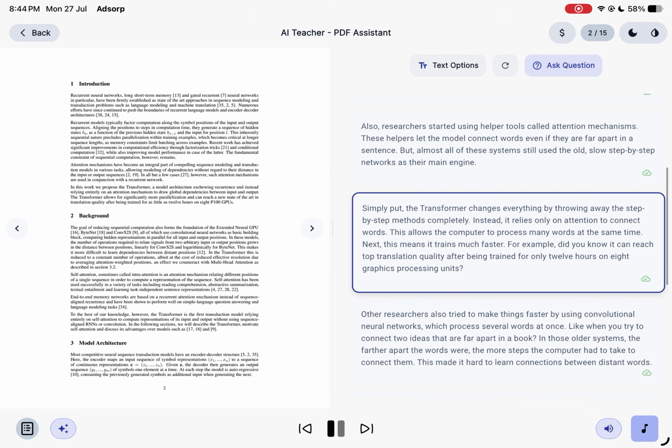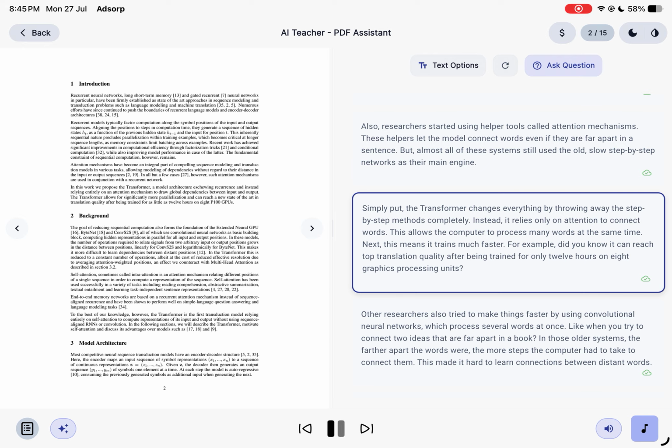Simply put, the transformer changes everything by throwing away the step-by-step methods completely. Instead, it relies only on attention to connect words. This allows the computer to process many words at the same time. Next, this means it trains much faster. For example, did you know it can reach top translation quality after being trained for only 12 hours on 8 graphics processing units?